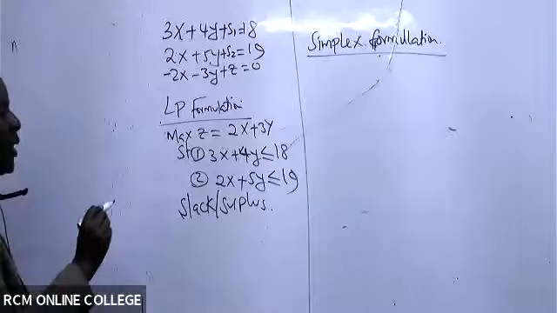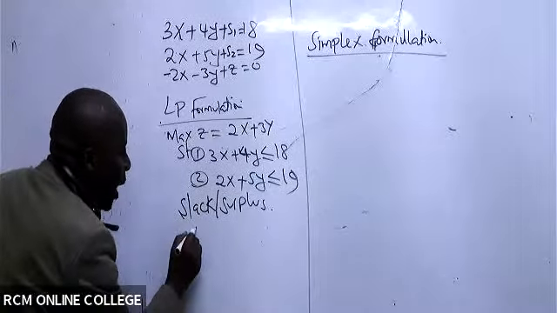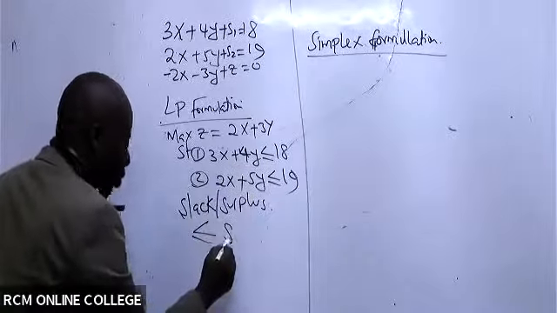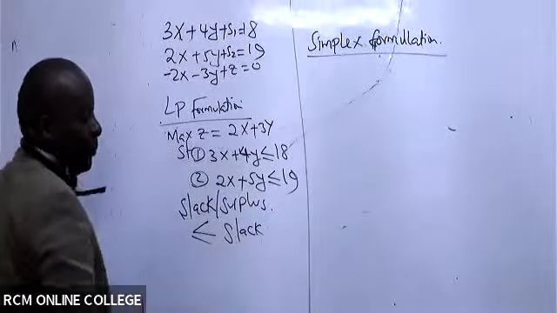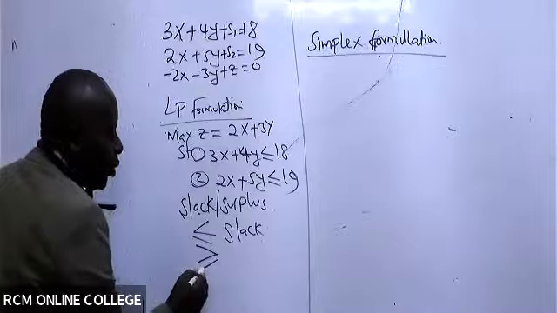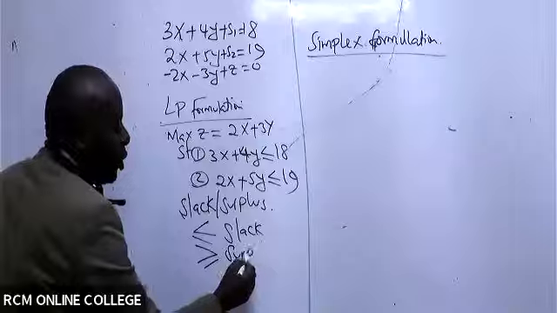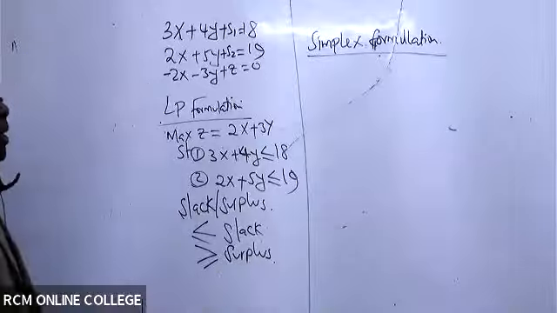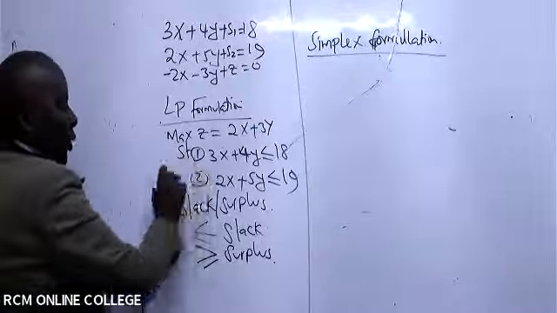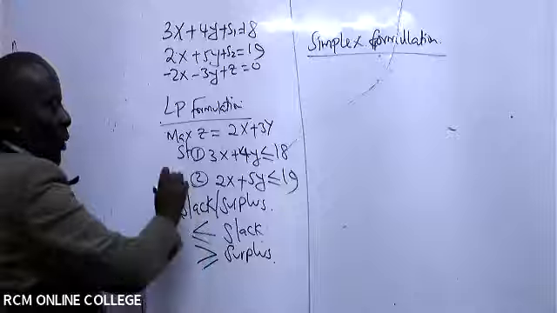If you remember what we said in the morning, whenever you have this kind of a sign, less or equal to, we normally call this one a slack. If you have this kind of an inequality, we normally use what we call a surplus. So in the simplex formulation, we normally start with the conditions, remember.